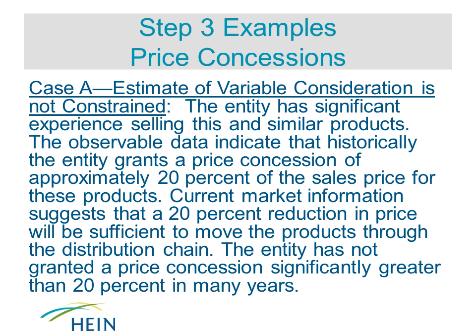So case A in this example is an example of where variable consideration is not constrained. In this case, the entity has significant experience selling this and similar products, and the observable data indicate that historically the entity grants a price concession of approximately 20% of the sales price for these types of products. Current market information corroborates that a 20% reduction in price will be sufficient to move the products through the distribution chain. Also, the entity has not granted a price concession significantly greater than 20% in many years.